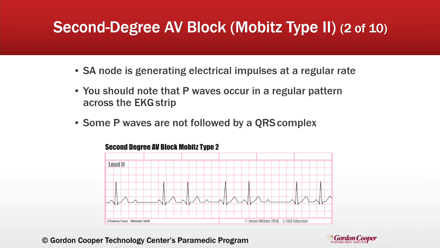So unlike second degree type 1, where the PR interval progressively lengthens before the QRS is dropped, second degree type 2 usually shows a fixed PR interval that doesn't change before the QRS is dropped. So this is a more dangerous form of block because it can happen suddenly without warning and can lead to more severe rhythm disturbances. So when you see this on your EKG, it's crucial to pay attention to their clinical condition. This type of block often requires a pacemaker, as we mentioned, to prevent it from progressing further.